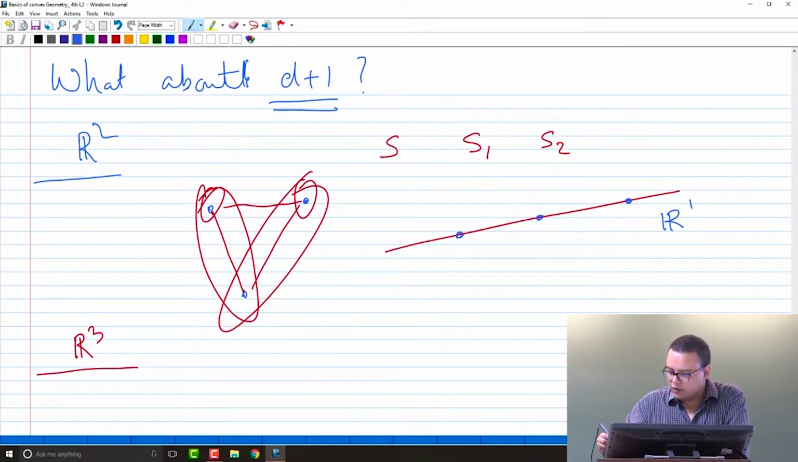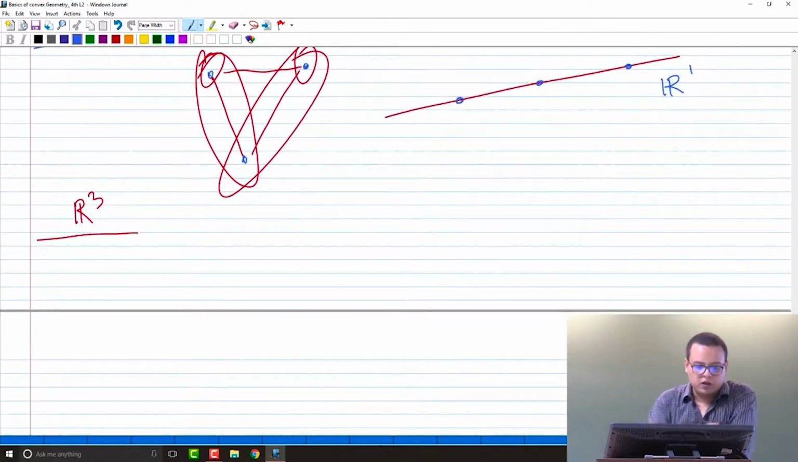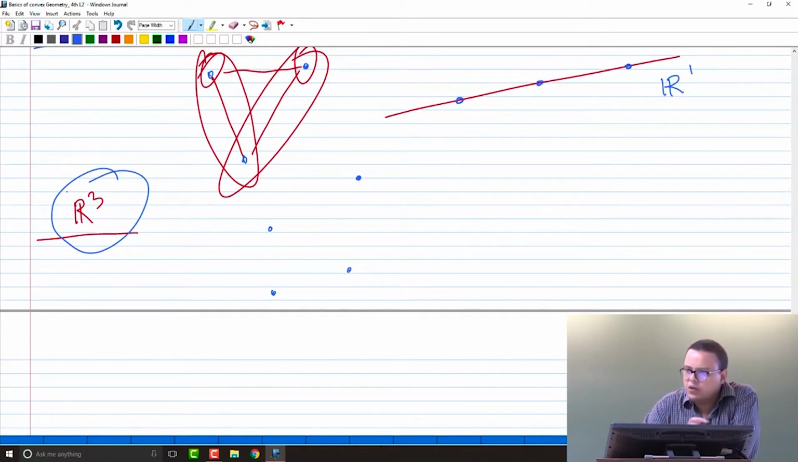Okay. So, good. In R3 what should you take? You should take 4 points in general position. General position means different things for different people. Okay. But when I say general position now, I mean that the 4 points should not lie in a plane. In R3 I am playing. Okay. So, again in R3 is what we are looking at. The 4 points do not lie in a plane.